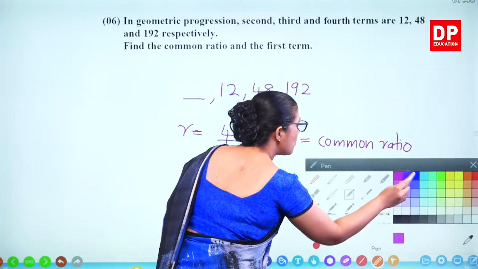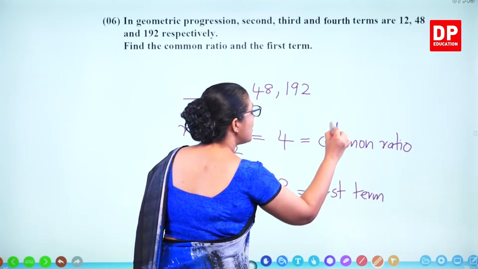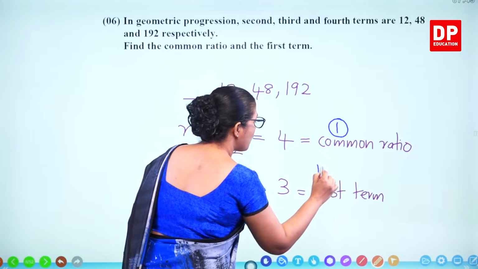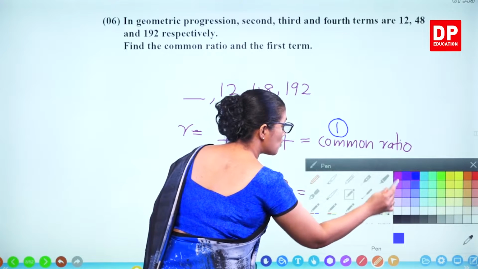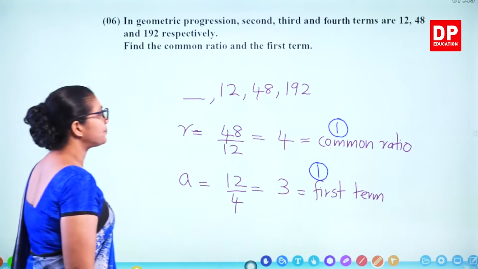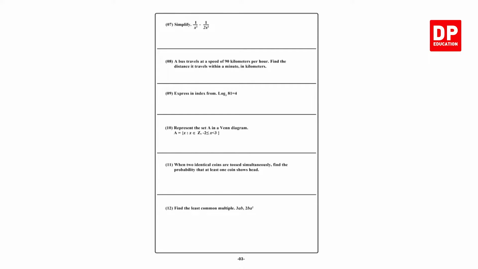So, you get 2 marks, 1 for the common ratio and 1 for the first term. This is a geometric sequence. Now, you can try 7 to 12.